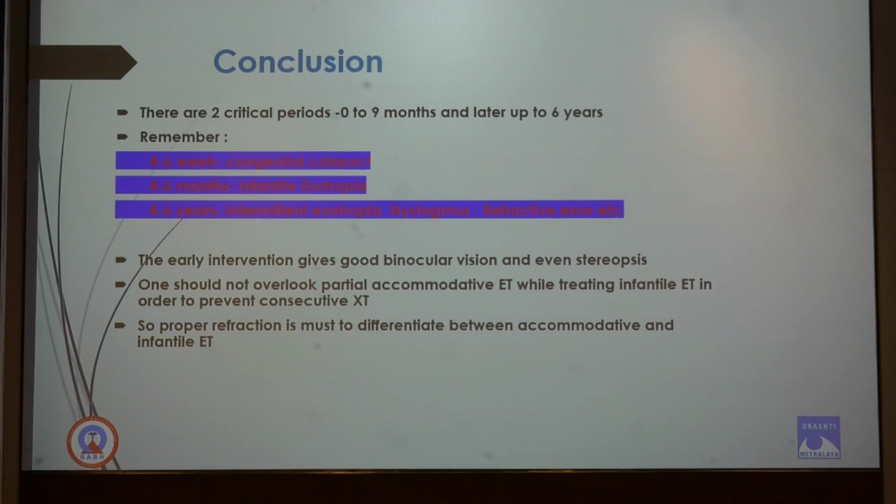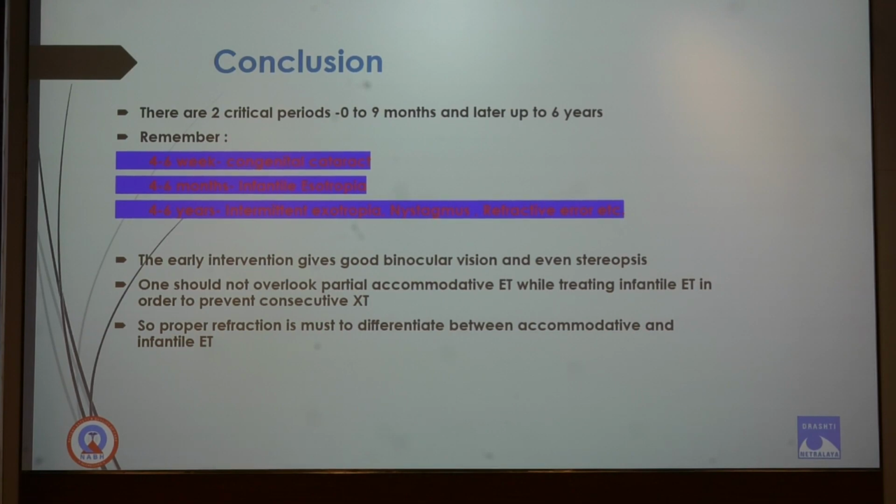So in conclusion, there are two critical periods, 0 to 9 months and later on 6 years. Remember the cricket rule of 4s and 6s: 4 to 6 weeks, congenital cataract; 4 to 6 months, infantile esotropia; and 4 to 6 years, intermittent exotropia and nystagmus, etc.